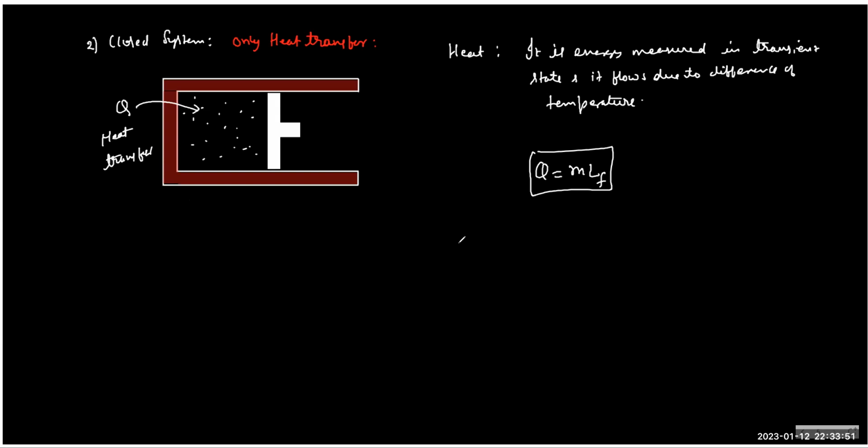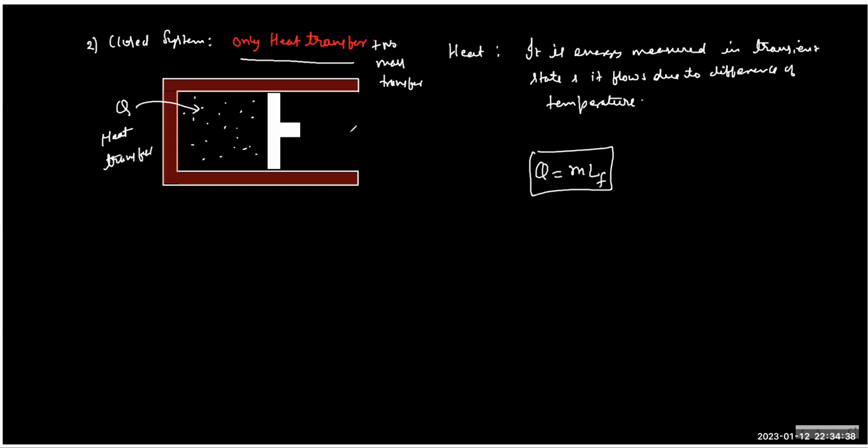Okay, anyway. So in a closed system, only heat transfer can take place. No mass transfer. Okay, in a closed system, can we do the work transfer? Yes, sir. So what is the criteria to do the work transfer? Like what kind of system is capable of doing the work transfer? Any system with a movable boundary can do the work transfer.